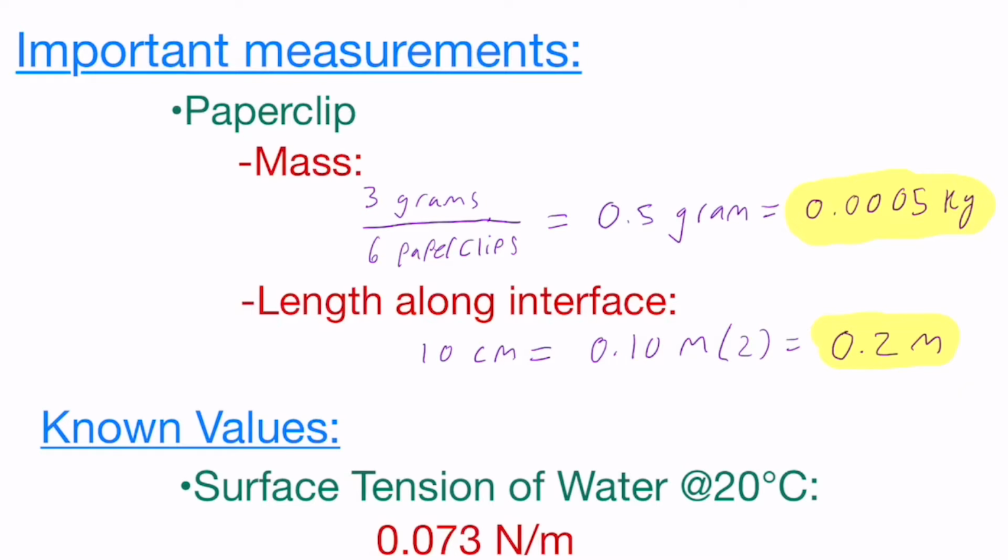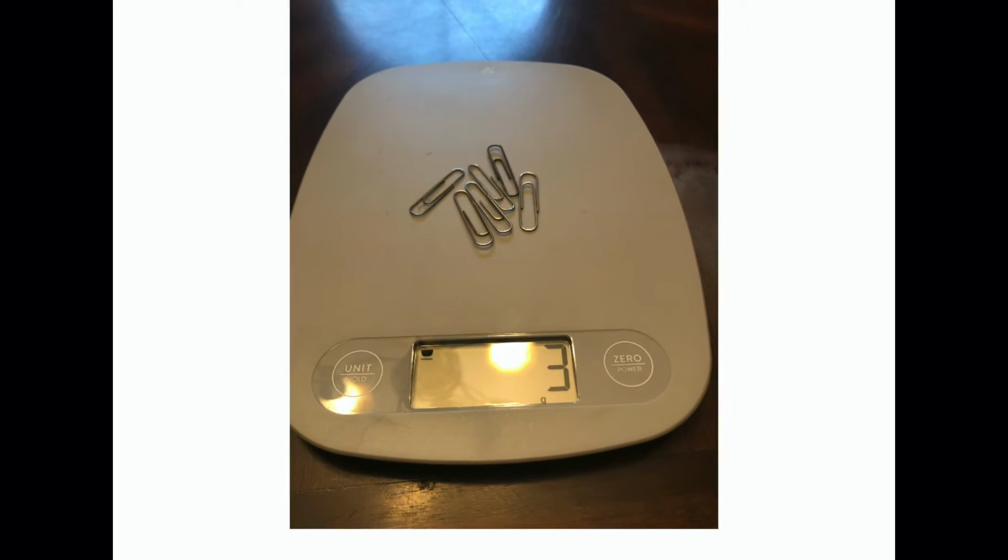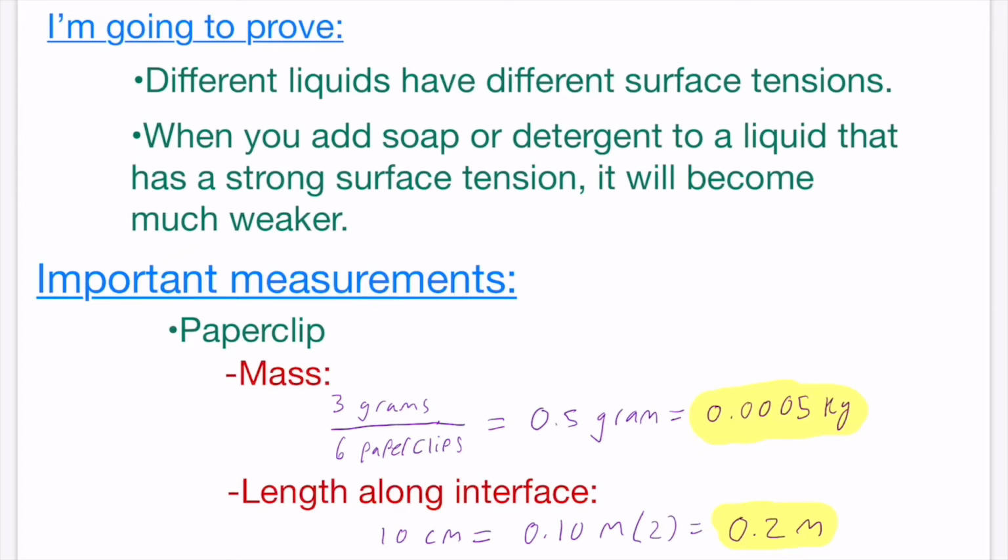I did not have a scale that measured under 3 grams, so instead I put the amount of paperclips needed to equal 3 grams and then took the 3 grams and divided by the number of paperclips that were on it. This value came out to be half a gram or 0.0005 kilograms.